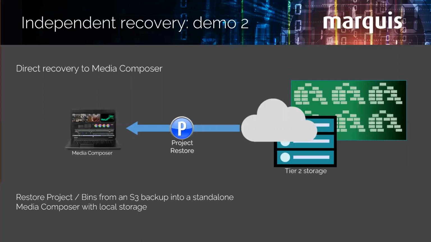The next demo I'll show will go through using the same tools, but in this case, we'll restore an entire project to a completely different location. I'll show how simple it is to get a project and its media back online, even when the original system is not available. In this case, we are restoring from the same S3 backup to a standalone Media Composer running on a laptop in another location. It has Project Restore installed, and it's been given access to the S3 bucket with the backup. But this system has no access to the originating Avid system or the original Nexus.